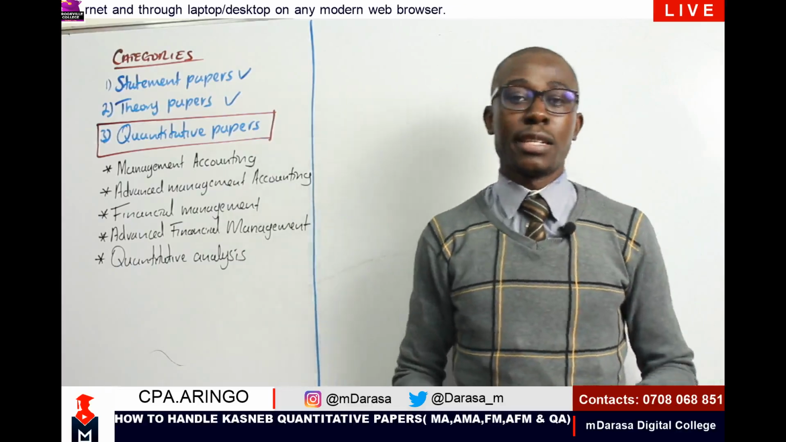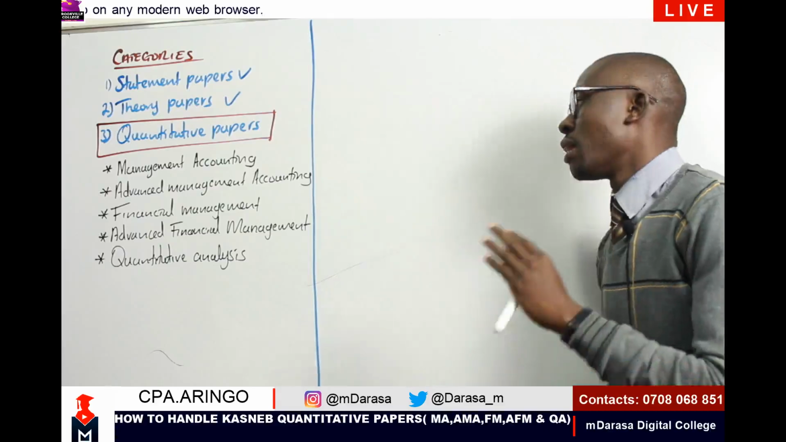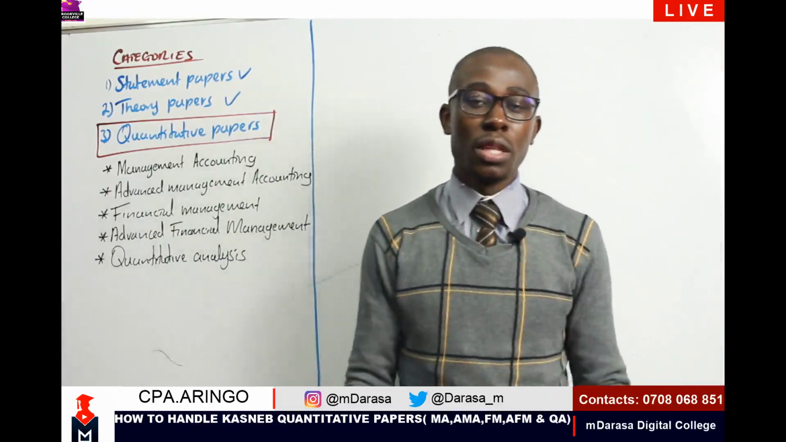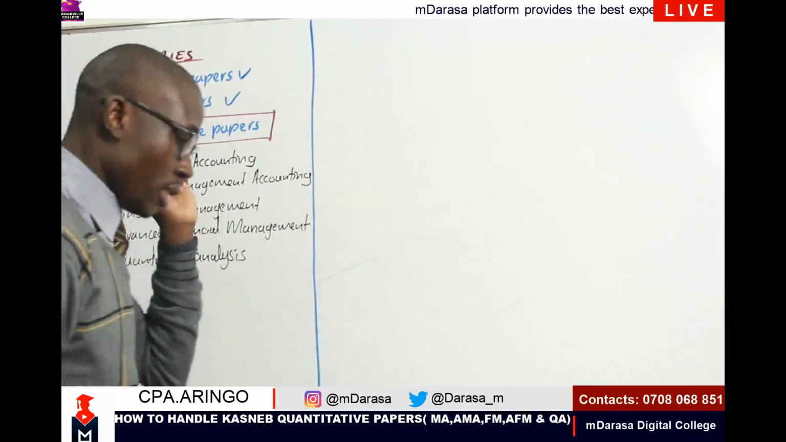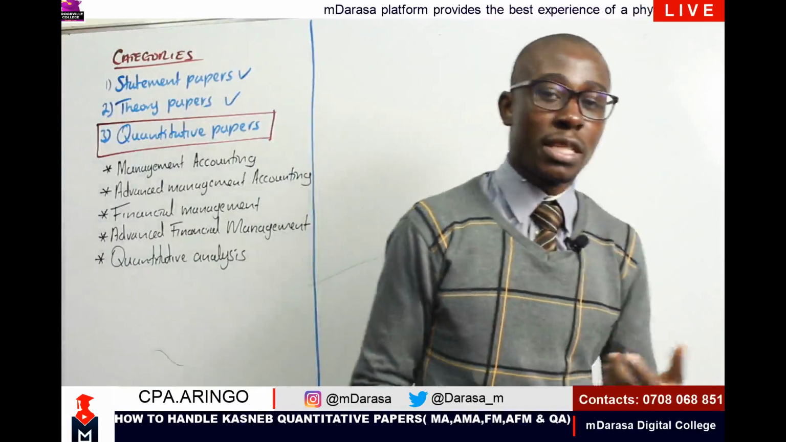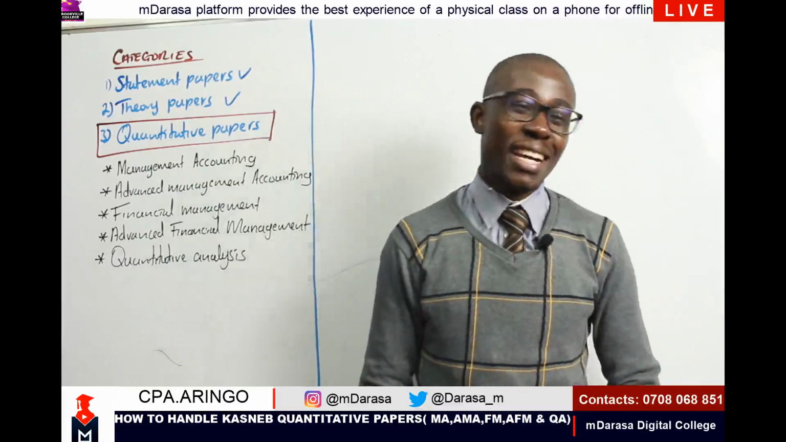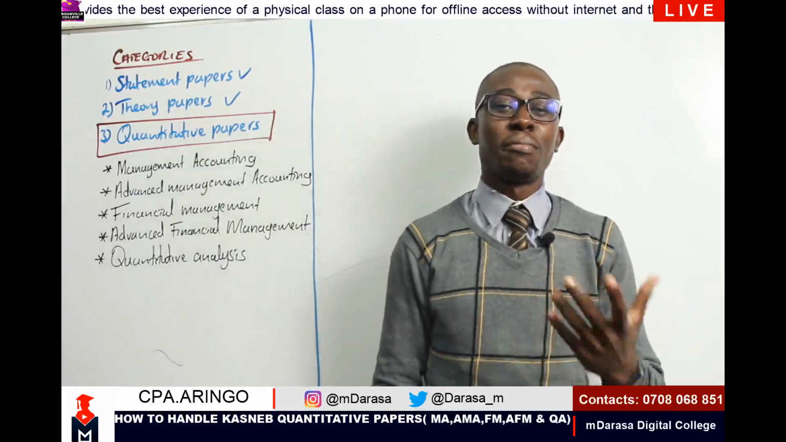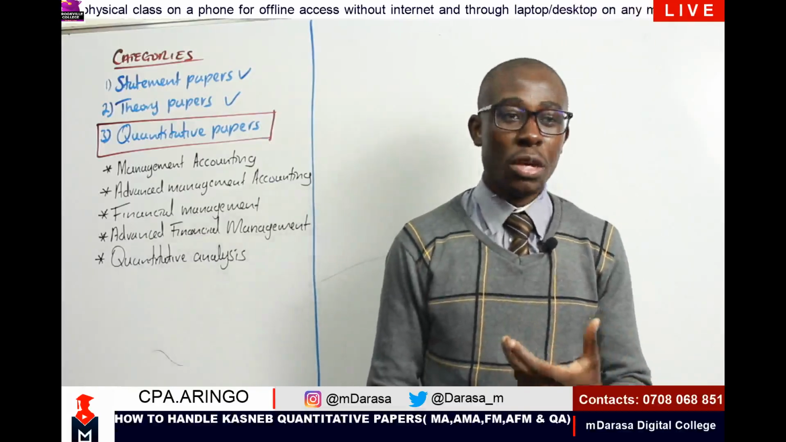You will note that the strategy of handling these quantitative papers, ideally from MA to QA, is just the same. First of all, it is important for us to understand how these papers are structured, because from the structure, we can devise a strategy on how you can handle these papers. Ideally, again, they are very simple to pass. So long as you apply a smart strategy, passing these papers will be very easy. And the question will be, how will we pass these papers?